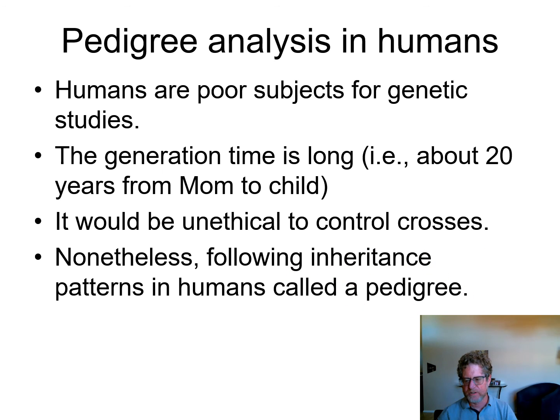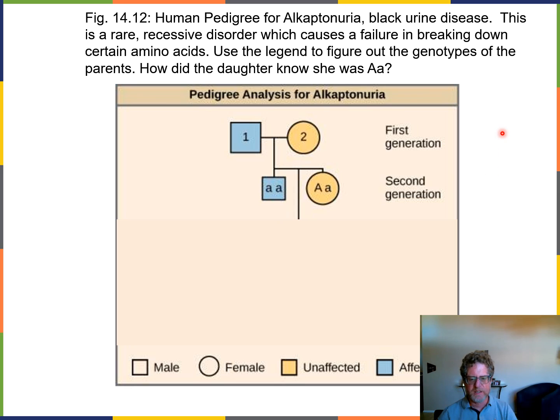Just like dogs have pedigrees, humans have pedigrees. So here's just a pedigree for a disorder for 2 generations. Here are the parents, here are the offspring. Square always represents males. So men are kind of nerds, they're kind of squares. And circles always represent females. They'll tell you which is the affected and which is the unaffected. In this case, they use blue for the affected and yellow for the unaffected. Okay, so here are the parents, 1 and 2, and here are the offspring.